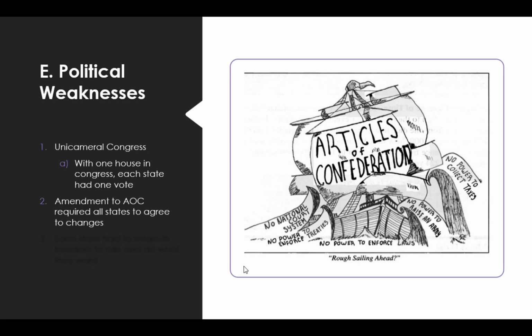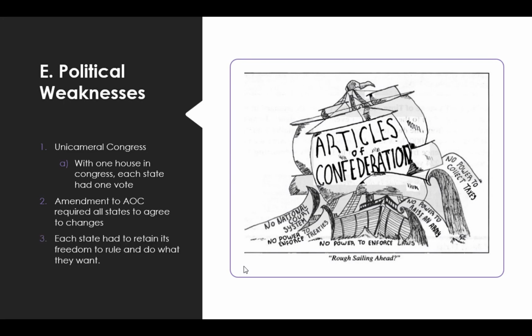Secondly, in order to change or amend the Constitution, all states had to agree. An amendment is just a fancy word for a change to a legal document. If they wanted to change anything in the Articles of Confederation, all 13 states had to agree that they should change it.